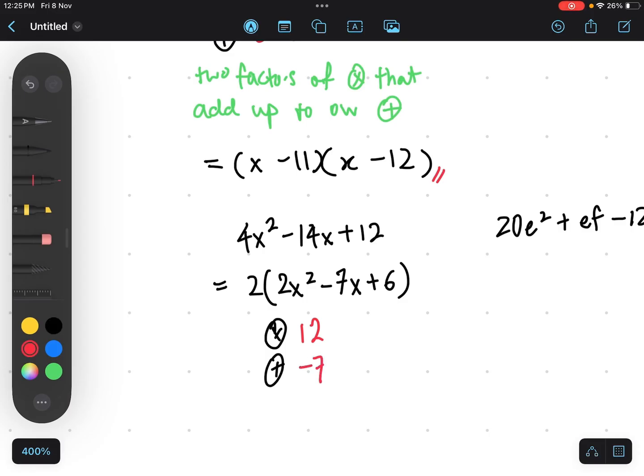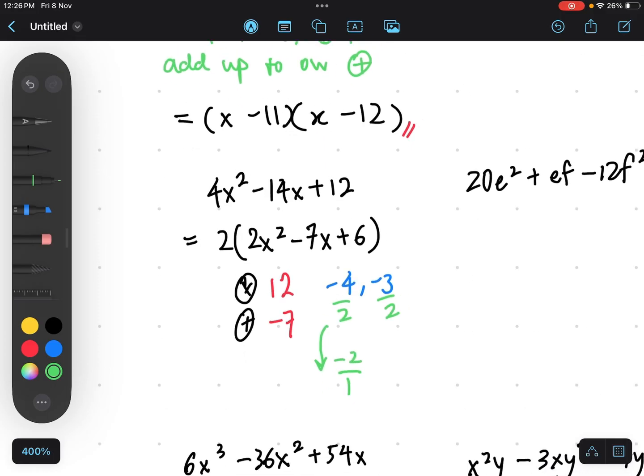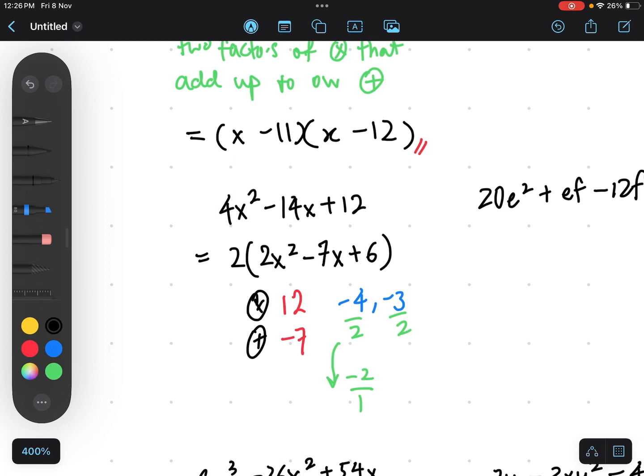So again, how can it give us a negative when this is positive? Because minus times minus. So our two terms will be minus 4 and minus 3. And now what we do is we divide them by a, which in this case is 2. Now you realize that you can simplify this term, because the rule of thumb is we simplify. So minus 2 over 1, and this we'll just leave like that. So now let's write our final answer.